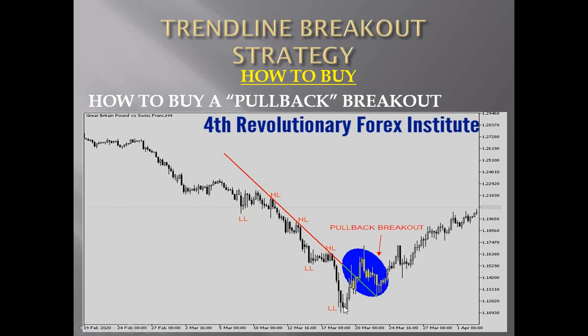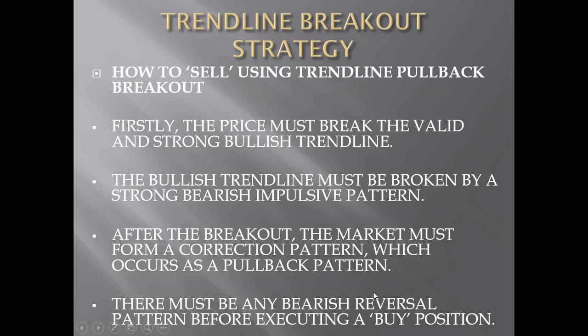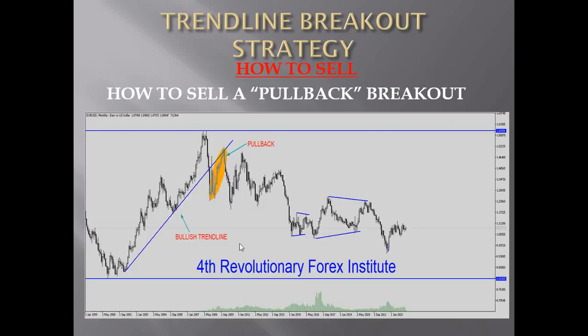Firstly, there must be a trend line. Number two, the trend line must be broken by a strong impulsive move. Number three, there must be a correction or a pullback. Then after the pullback, we must have a bullish reversal candlestick pattern, and in this case we have a morning star. Let's go to sell quickly. For sell traders, how to sell using a pullback breakout.